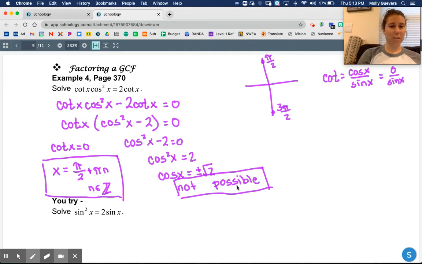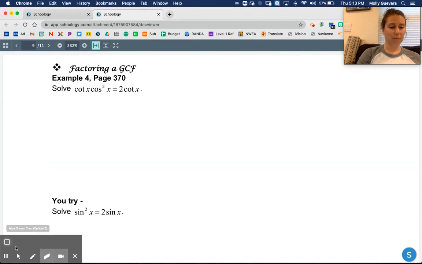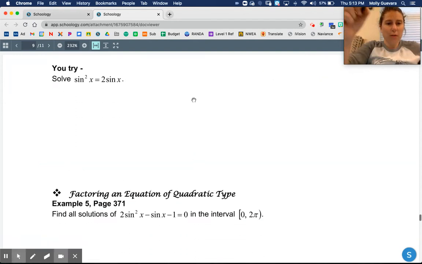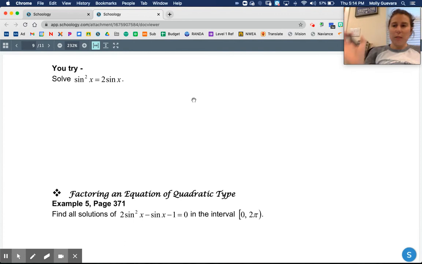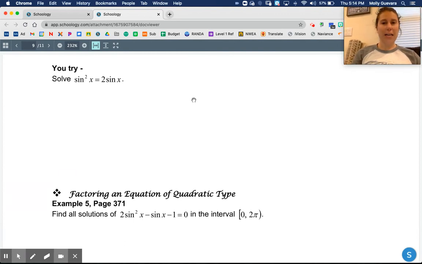Okay, I want you to try a factoring one. So here's this one for you to try. Get everything on the one side of the equal sign, take out your greatest common factor and solve, and then we'll go over it.